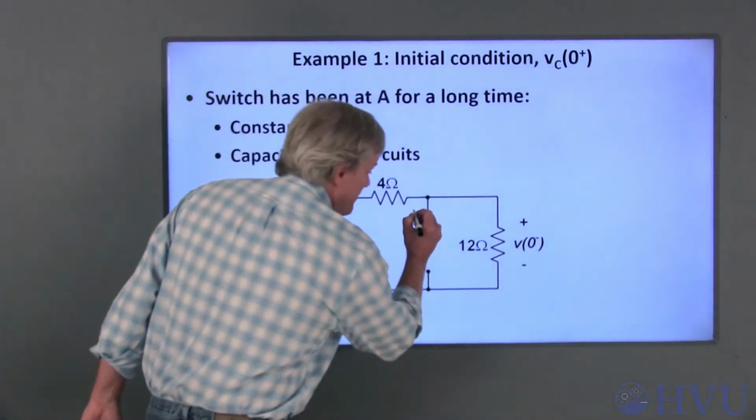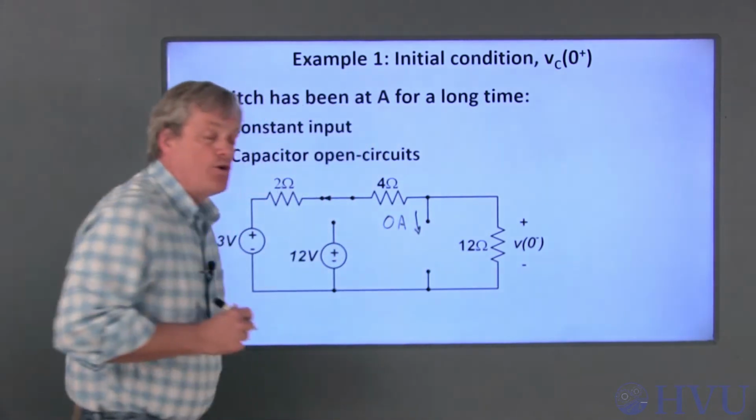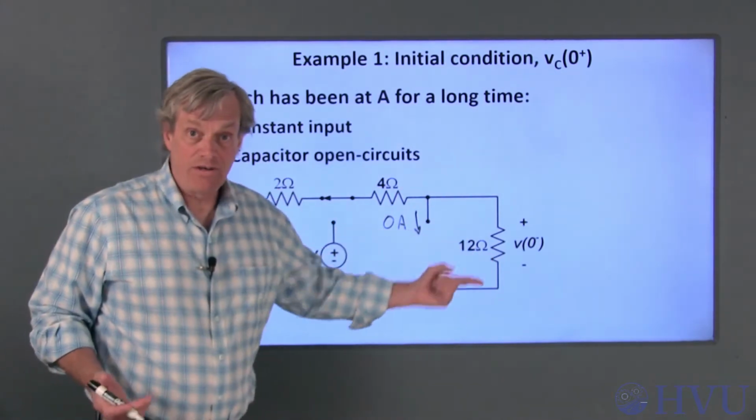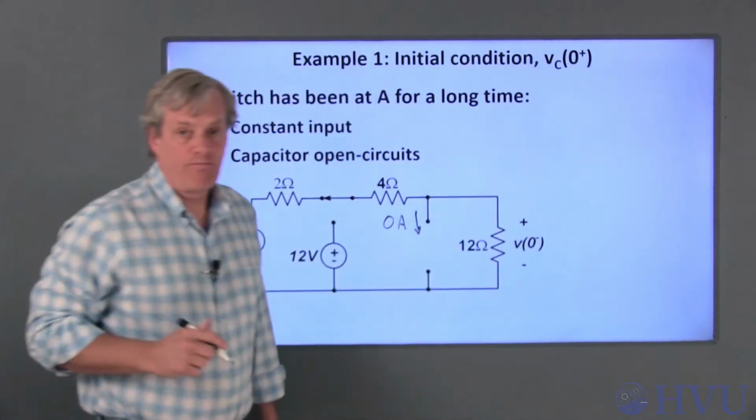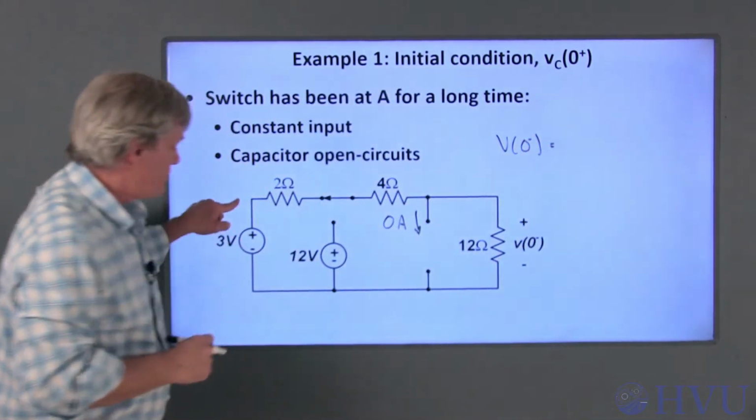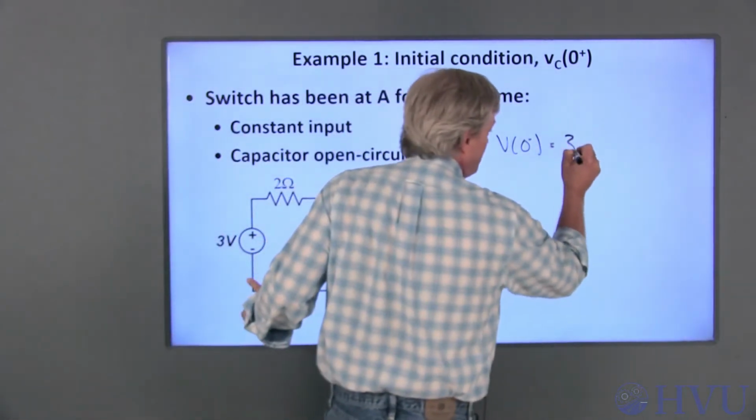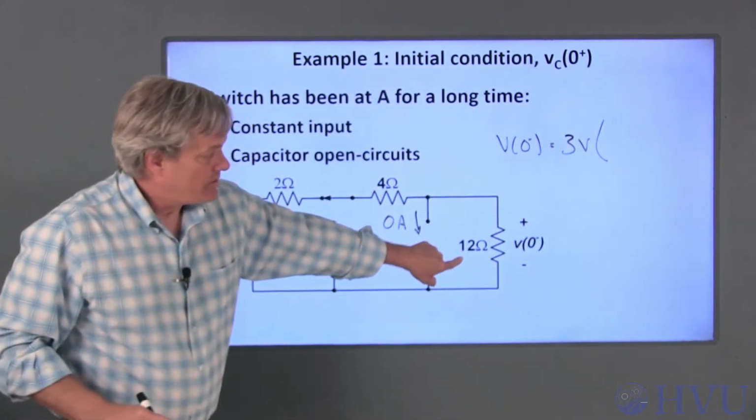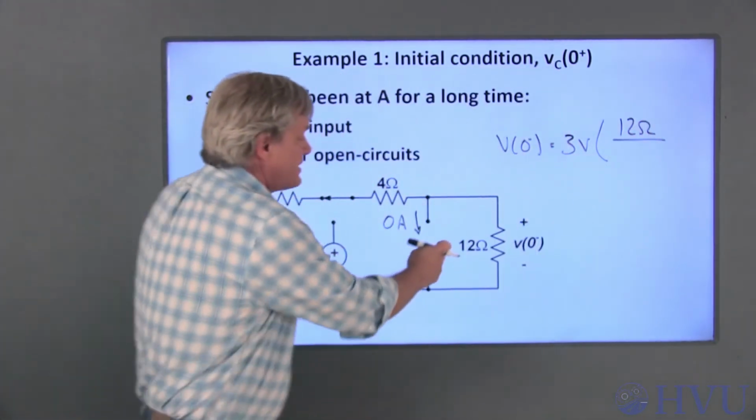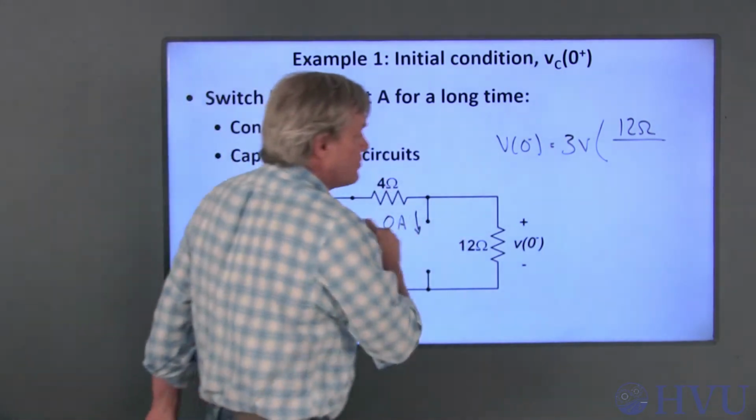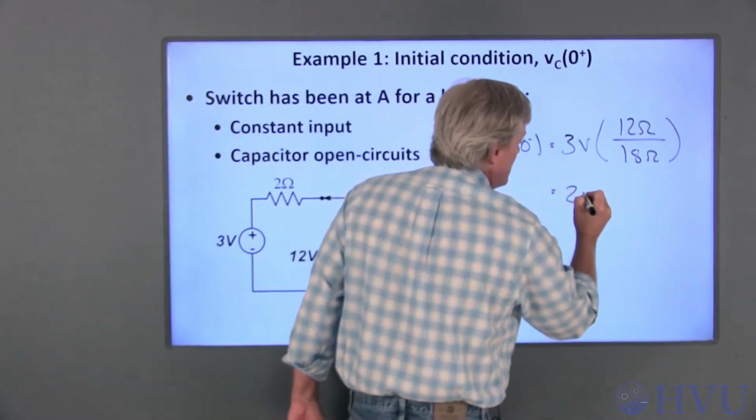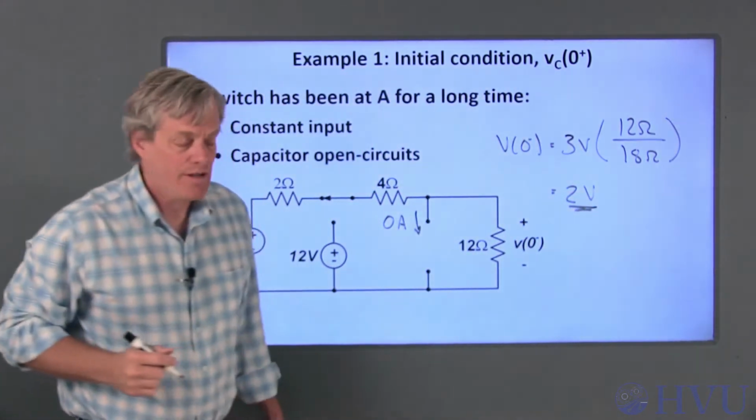In this circuit, since the capacitor is an open circuit, there's no current through there. These three resistors all share the same current, so they're in series. I can use a voltage divider to find V at 0 minus. So V at 0 minus is equal to the total voltage, which is 3 volts, times the 12 ohm resistance over the sum of the three resistances. 2 and 4 and 12 is 18 ohms. That's 2/3 of 3, so V at 0 minus is 2 volts.